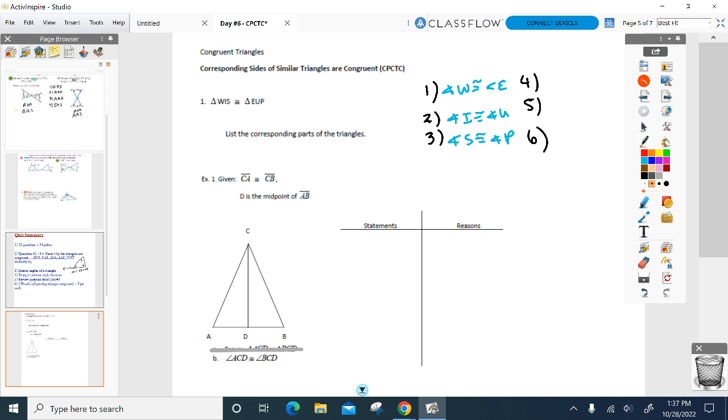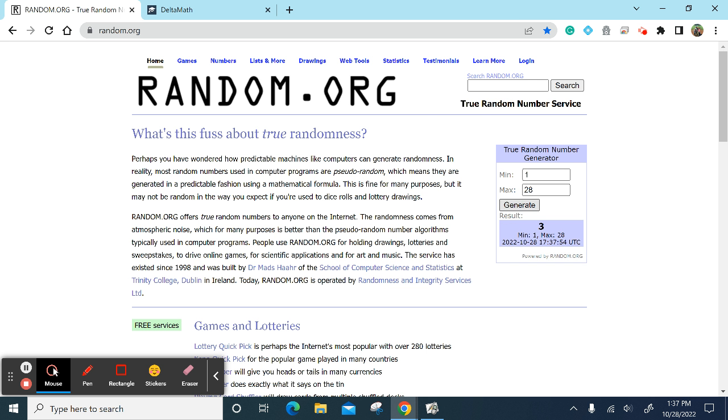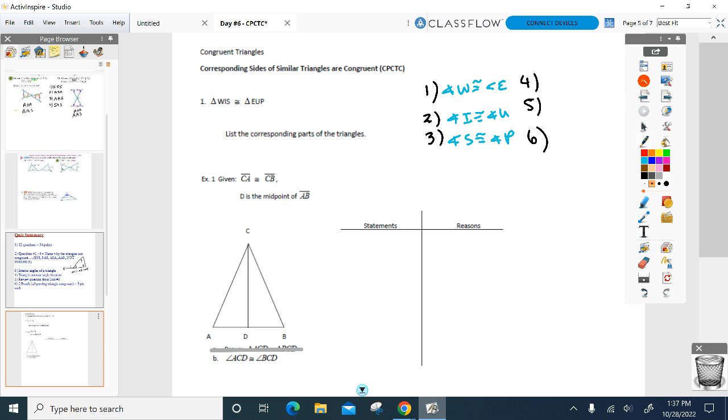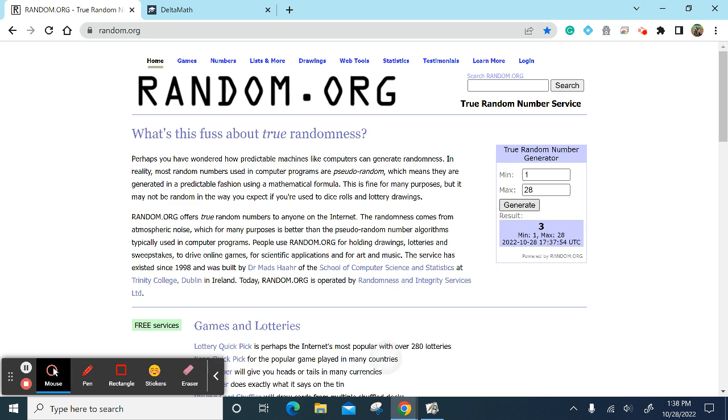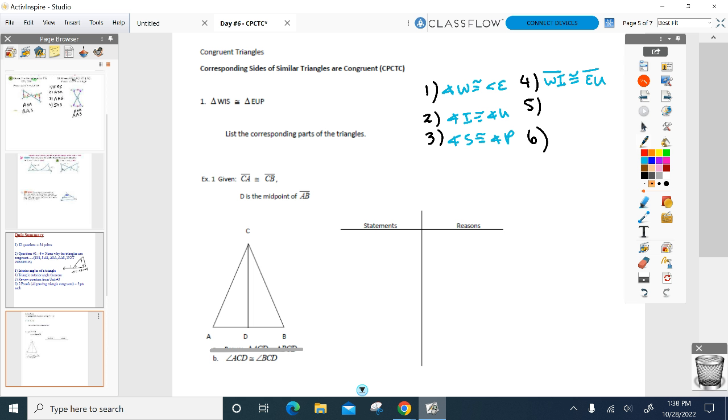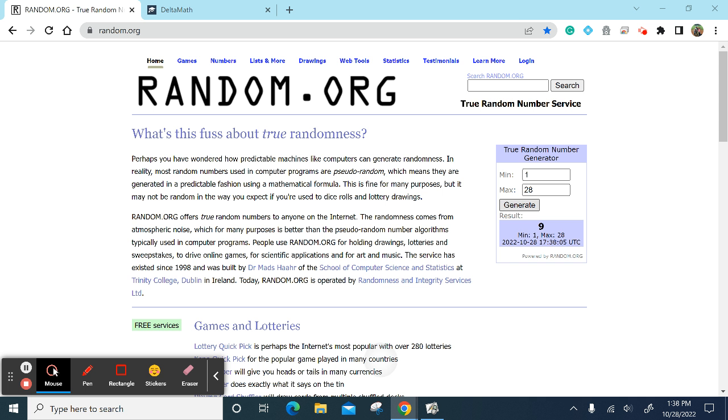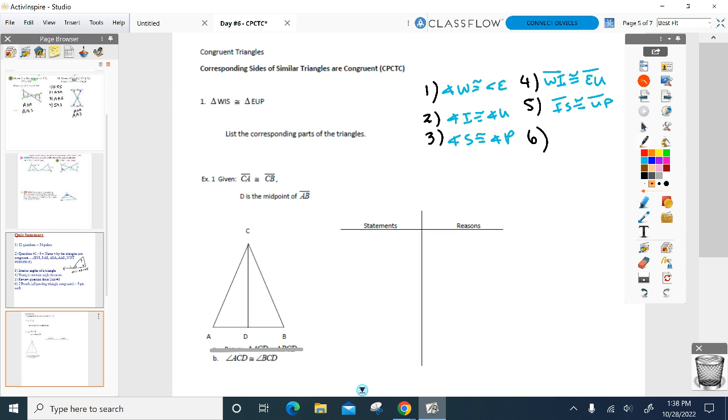Now I need sides that are congruent. 3 sides. WI and EU are congruent. Yep, WI congruent to EU. Good work. 2 more pair. That's really good. Okay, IS and UP. IS and UP, yep. And the final pair of sides that have to be congruent, finish this off right. Side SW is congruent to side PE. PE, yep, good.